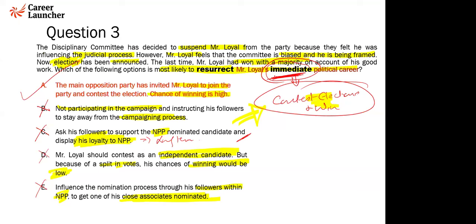Next one, Himanshu. I was confused between A and E. How is A better than E? Because it is not stated that Mr. Loyal is the main guy in the opposition party. It does not matter, Himanshu. To me, this is the line which is important: chances of winning are high. And E says he will not win. At best, his associate will win. If the associate wins, does it benefit me or does it benefit my associate? Obviously, it will benefit my associate.